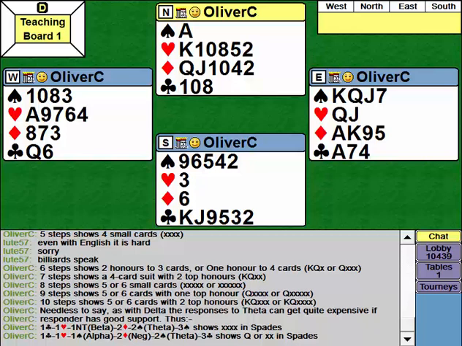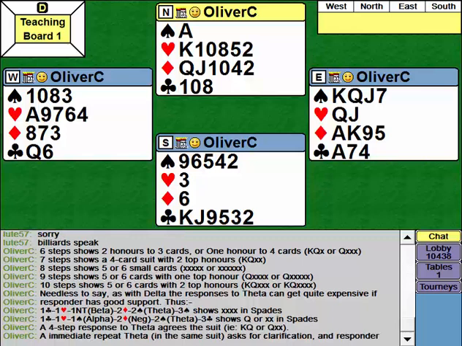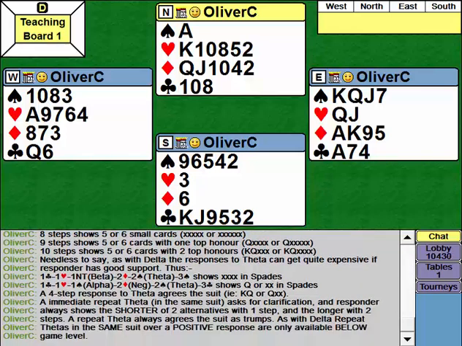So as I mentioned before, the rules for trump agreement with theta and delta are slightly different than the ones for alpha.